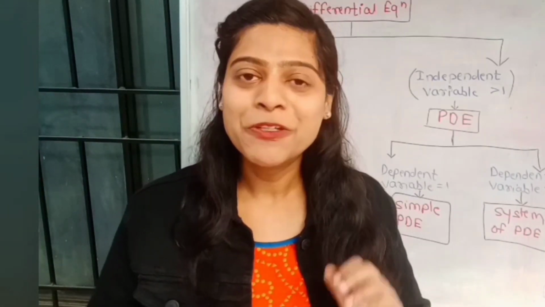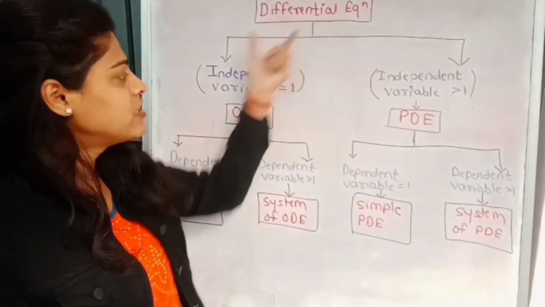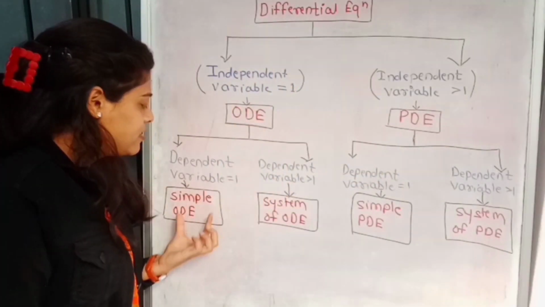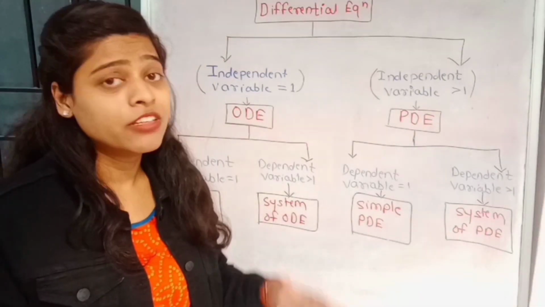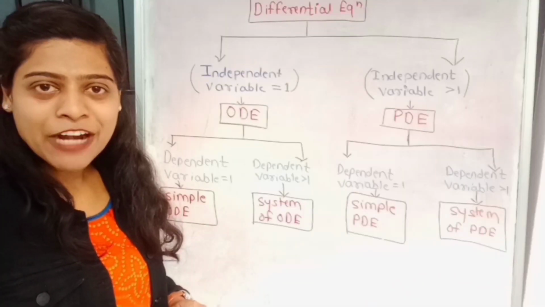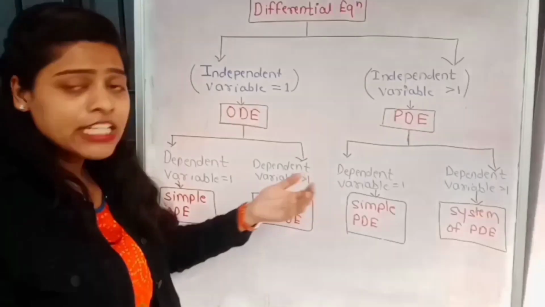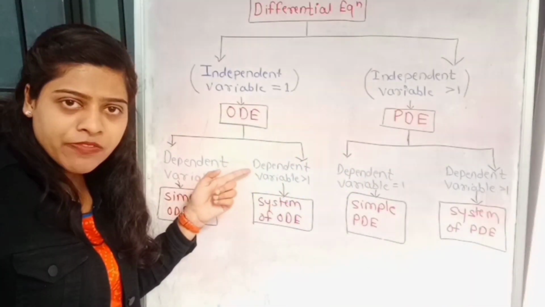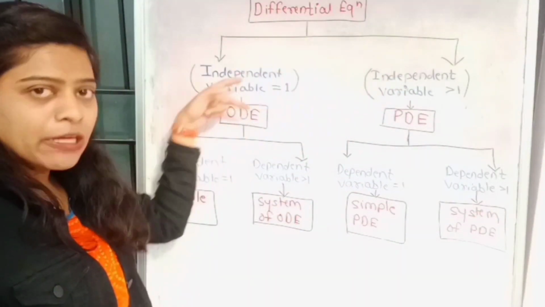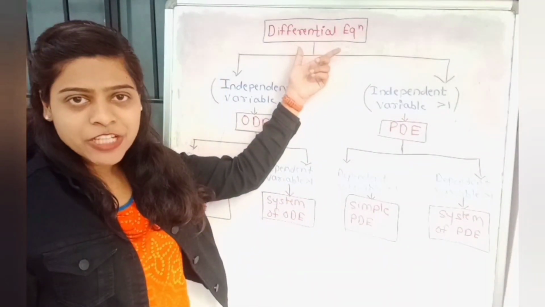So don't worry, your answer is this chart. Here we can see differential equation, ODE, PDE, simple ODE, system of ODE, simple PDE and system of PDE. So let us start from the first definition, that is differential equation. That means a relation between a dependent variable and the derivative of the dependent variable with respect to the independent variable. Then we can say this equation is a differential equation.